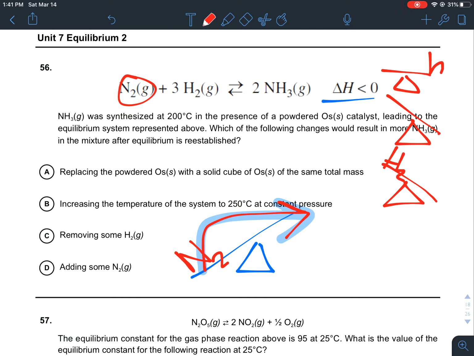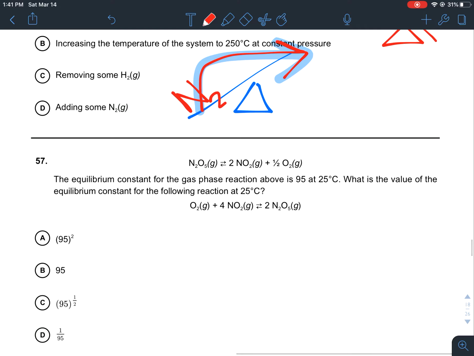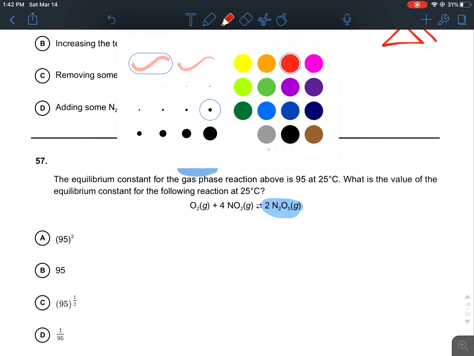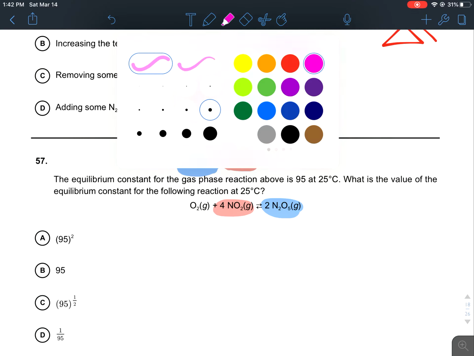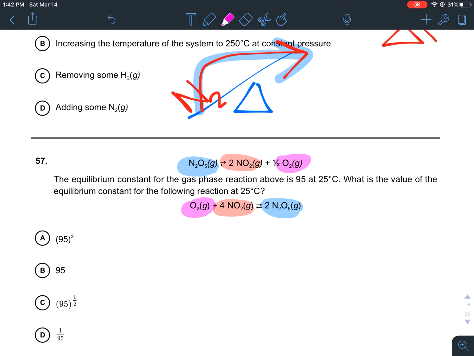All right, 57. What's the value of the equilibrium constant for the following reaction? Look at this: the N2O5 and this N2O5 are there, the NO2 and your NO2, and then your O2 and your O2. But what's the difference? The bottom equation is not only flipped, it's doubled, right? So if this is K, you have to flip it. It becomes 1 over K, and you have to double it, which becomes 1 over K squared, right?